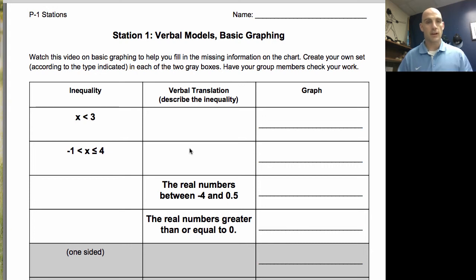Welcome back. So what we're looking at right now is verbal models and basic graphing of inequalities that you might have when you've got x is greater than 3, x is less than 3, or a compound inequality. I'm going to do two of these examples for you, and you can fill in the rest.